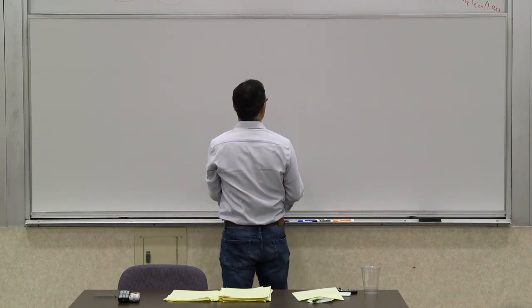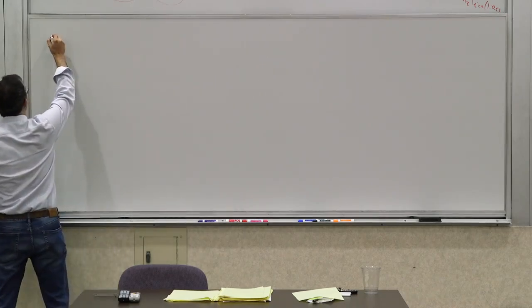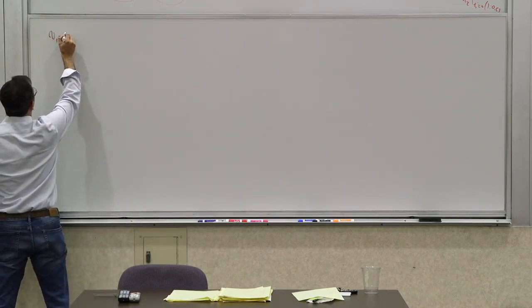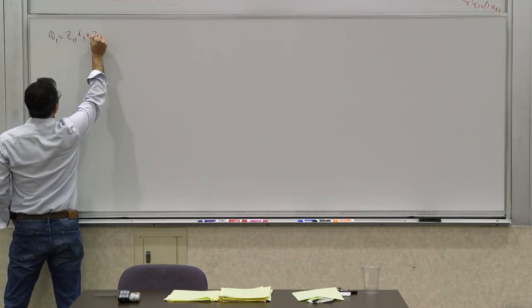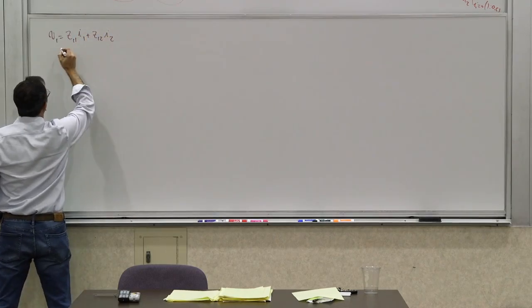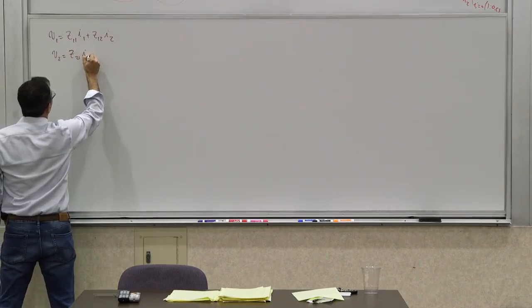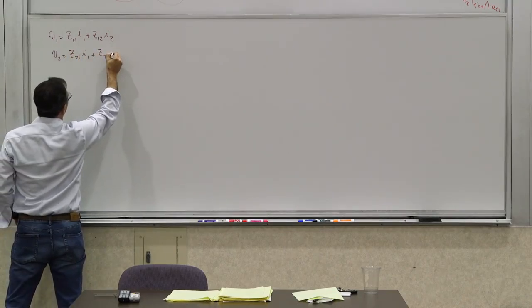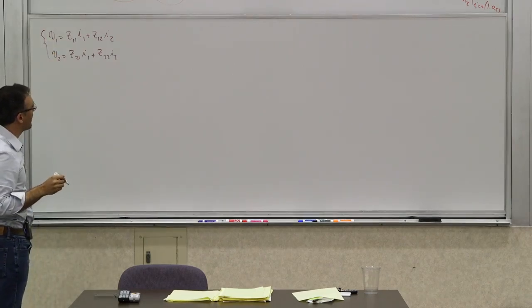So if you rewrite this set of equations, we know V1 is Z11 I1 plus Z12 I2, and then we know that V2 is Z21 I1 plus Z22 I2, which can also be written in the matrix form or compact way.